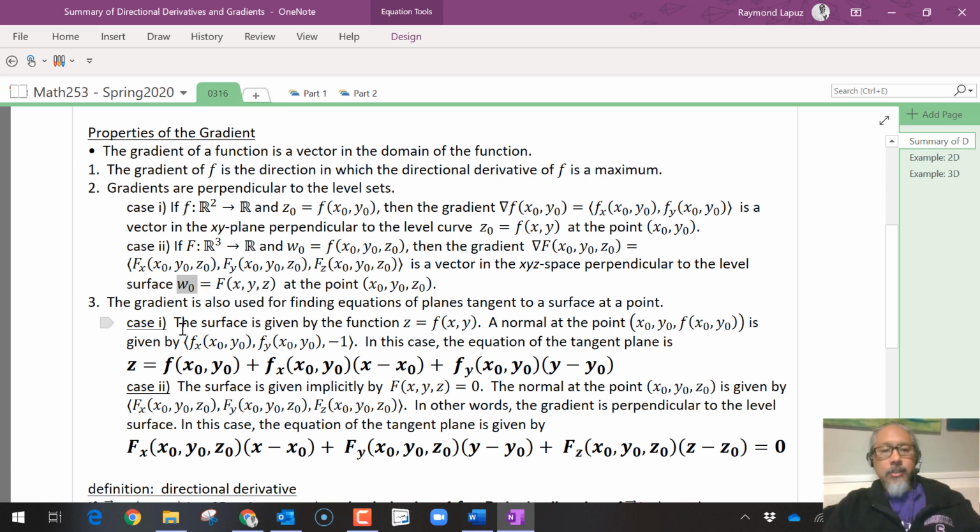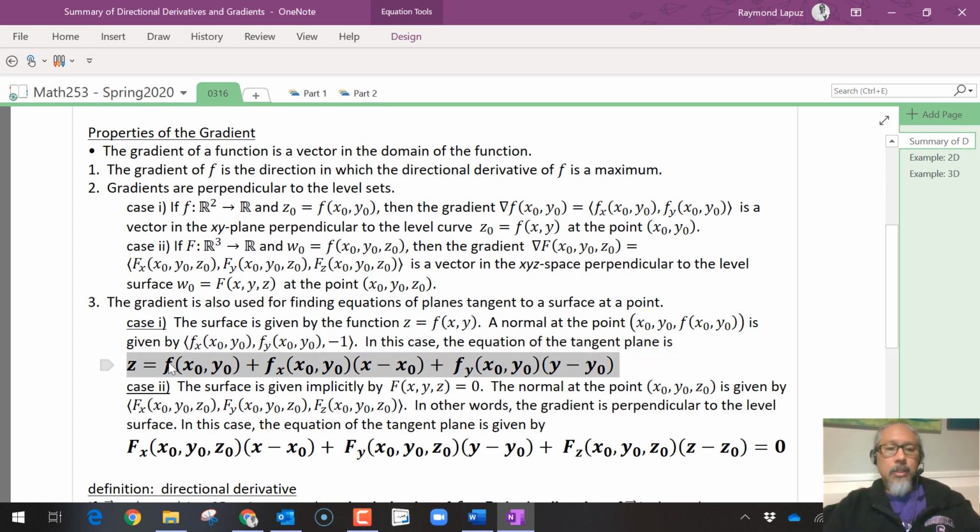So in the first case, the surface is given as z is equal to f of x, y. Then your normal component at the point is going to be fx, the derivative with respect to x, the derivative with respect to y, and -1. So given that as your normal vector, you can write your equation of a tangent plane looking like this.